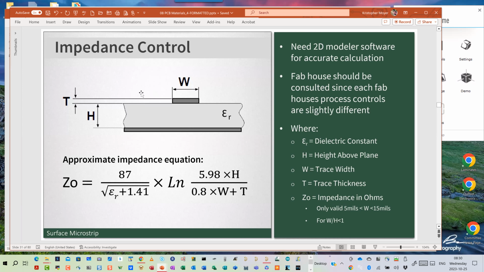Additionally, this particular form of the equation is only valid for W over H less than 1, right? So basically, the height between the trace and the plane must be greater than the width of the trace, right? W divided by H must be less than 1. If W over H is equal to 1 or greater than 1, again, this form of the equation starts breaking down. Not with 2D field solvers, but with this first order mathematical approximation.